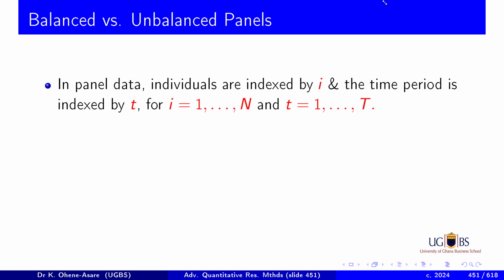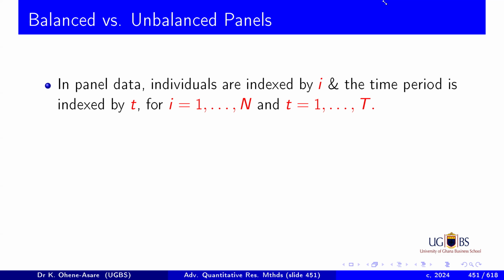You have some banks set up in 2020, some in 2021. So when you look at the data for the banks from 2020 to 2025, you have some starting from 2020 and some starting from 2021. So in that case, the data is not balanced.